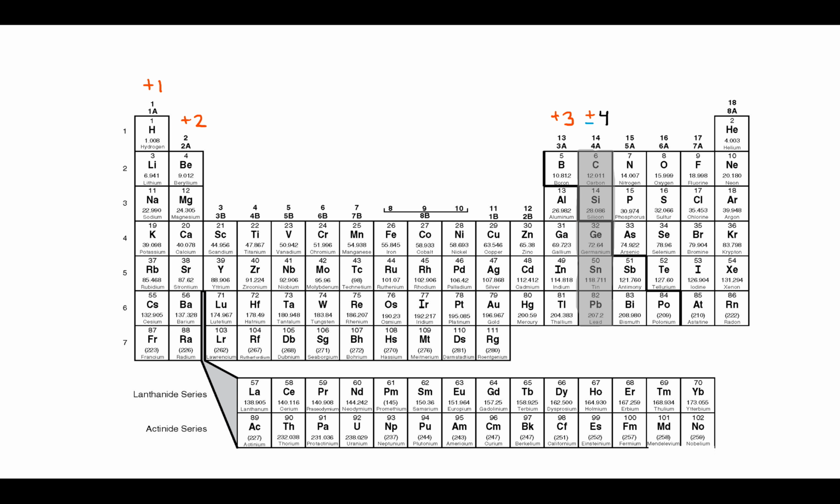In column 4A, these elements will either have a plus 4 or minus 4 charge, depending on what they're paired with. If they're paired with an ion that has a positive charge, then they'll be negative 4. And if they're paired with an ion that has a negative charge, then they'll be positive 4. Everything in column 5A has a negative 3 charge. In column 6A, all of the atoms will have a negative 2 charge. And in column 7A, all of the atoms will have a negative 1 charge. So we're going to use these charges to figure out the charge on a specific atom when it combines in a molecule.